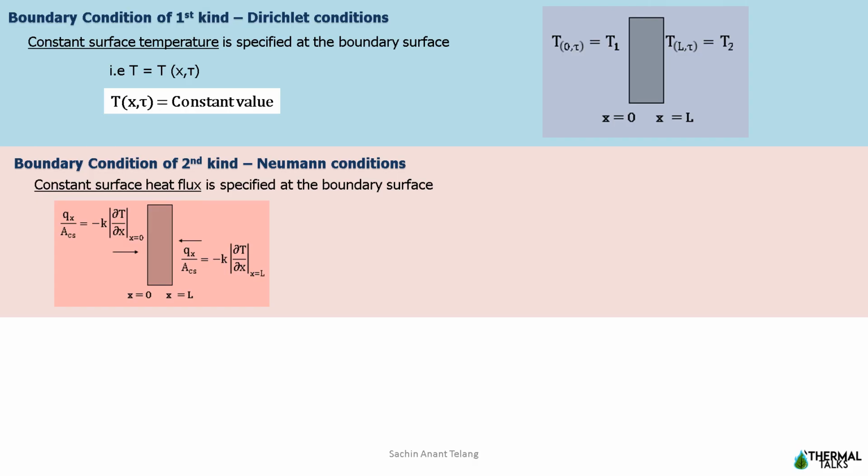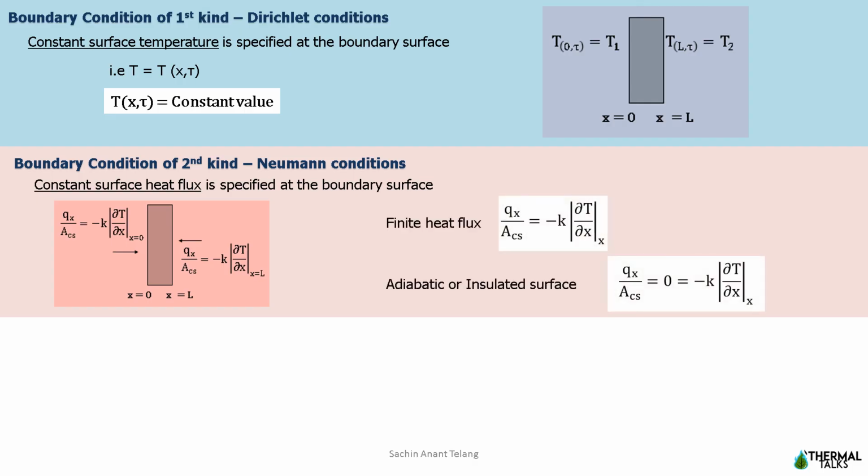Now, the second boundary condition, also called the Neumann condition, is wherein a constant surface heat flux is specified at the boundary. Here we have two cases. With finite heat flux, a simple example would be a heating coil, where I am supplying a known amount of energy to the material. So I am supplying heat flux at one surface. Or there may be a case where I am insulating the surface, not allowing the heat to go away. So either it can be finite heat flux or it can be an insulated surface. So it is important for me to address a surface or boundary condition by heat flux. Then we call it a boundary condition of the second kind.